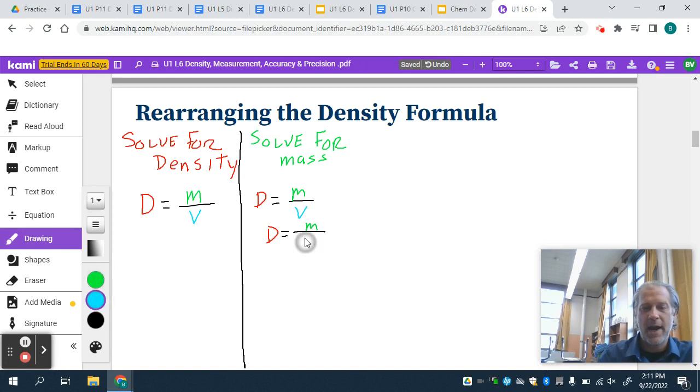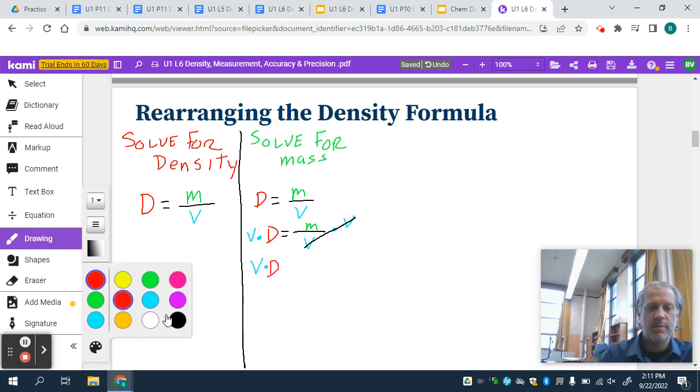And we want to get mass by itself. So what we're going to do is multiply both sides by the quantity of volume. And when we do that, you might remember from math class that the volumes cancel out. So our new formula is simply going to be volume times density is equal to mass.